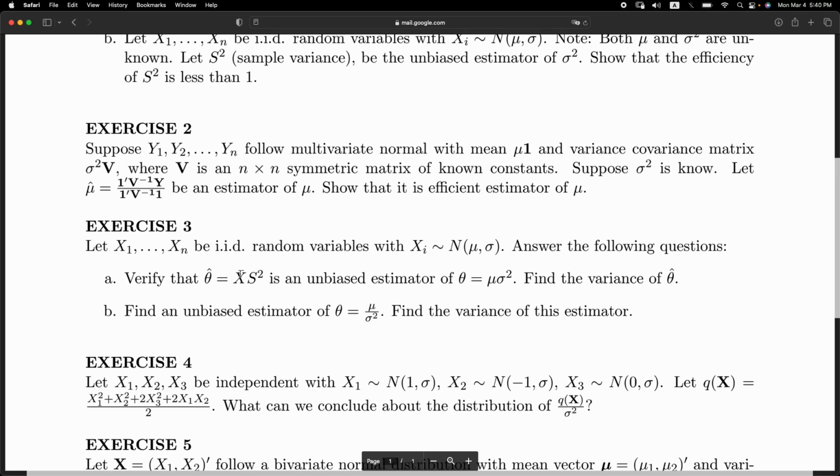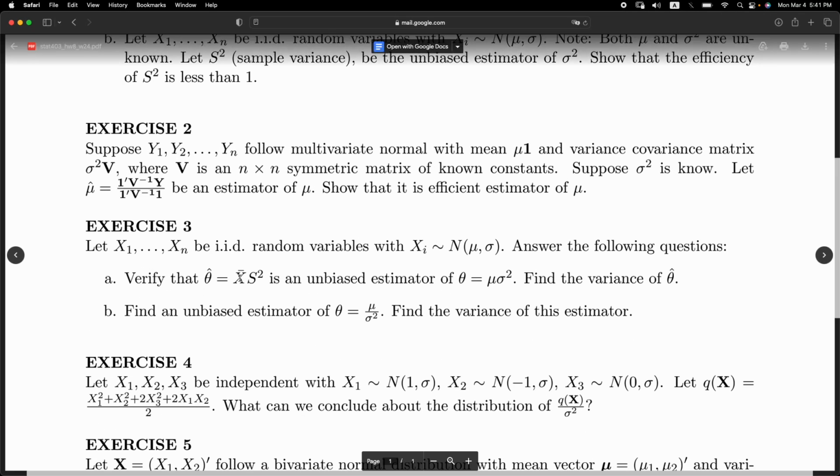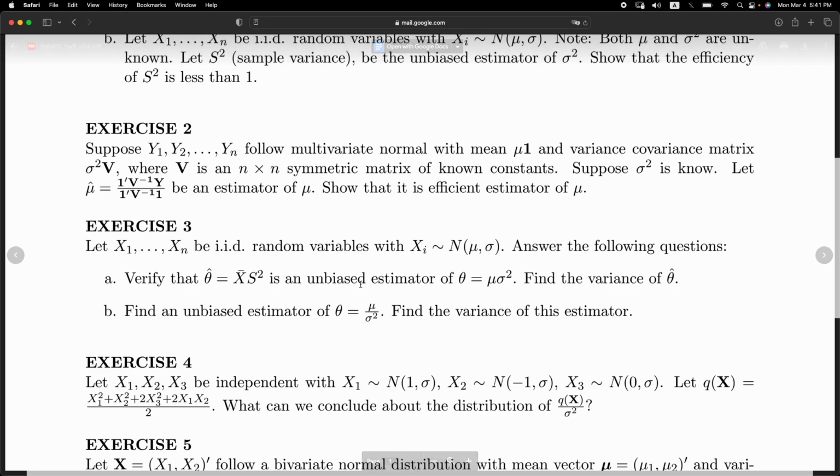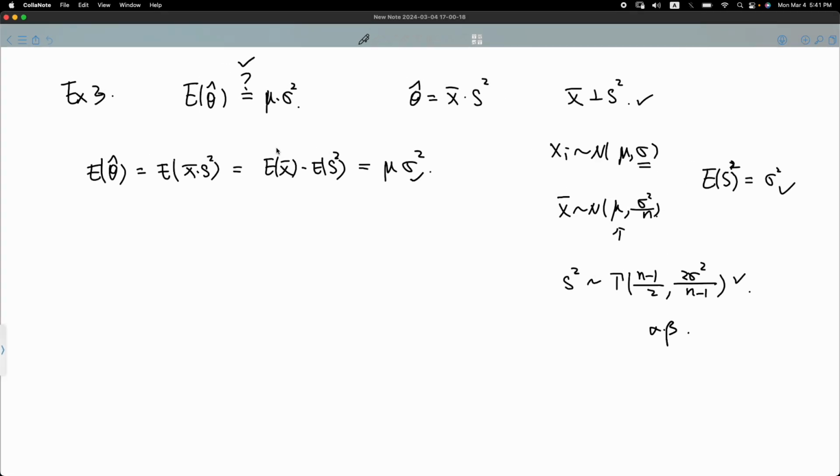So I think that should complete the first part: verifying that theta hat is an unbiased estimator. Next step, find the variance. We need the variance of theta hat, and then plug in the variance of X bar multiplied by that. Any thoughts on how we can address this one?